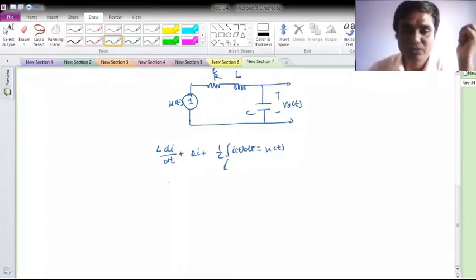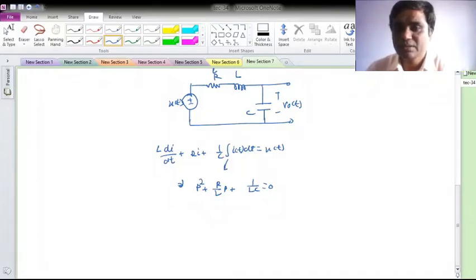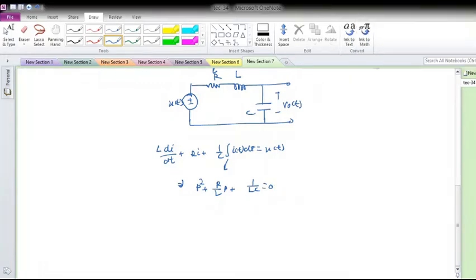So if you differentiate it, we get the characteristic equation, and let me write that characteristic equation in the operator domain, which is p square plus (with the substitution we have already obtained) R by L p plus 1 over LC, which is equal to 0. If it is the characteristic equation, then it should be equal to 0. Okay, now let us define the roots of it.